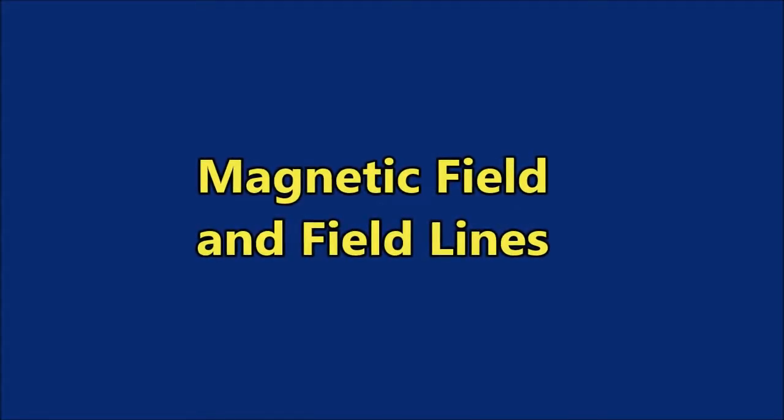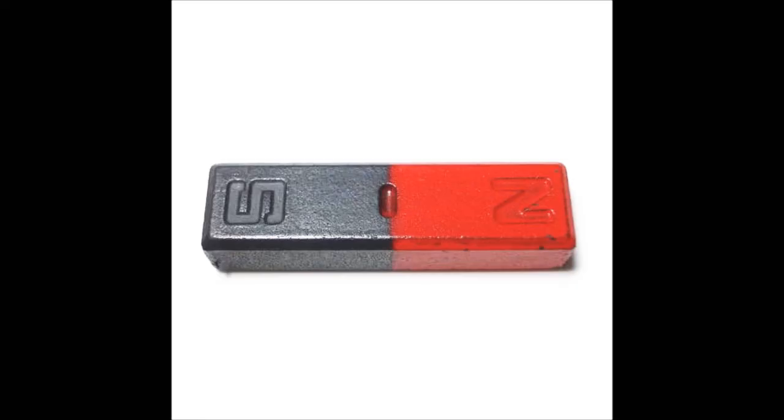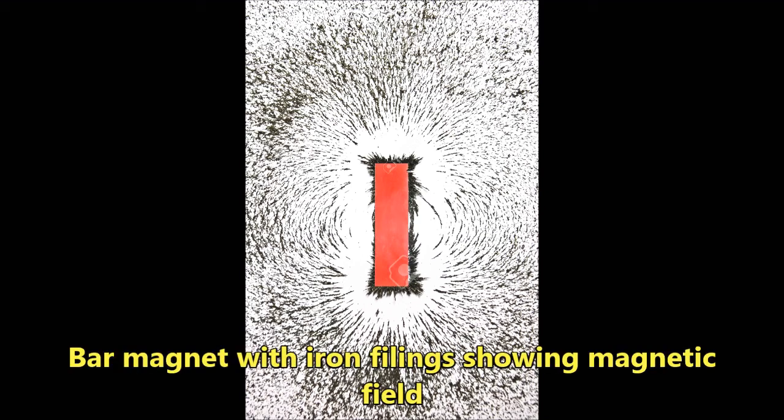Let us see magnetic field and field lines. This is a bar magnet similar to the needle. By placing the bar magnet on a cardboard and sprinkling some iron filings around the bar magnet, we see that the iron filings arrange in some pattern like this. This pattern is formed because the magnet exerts its influence in the region surrounding it.